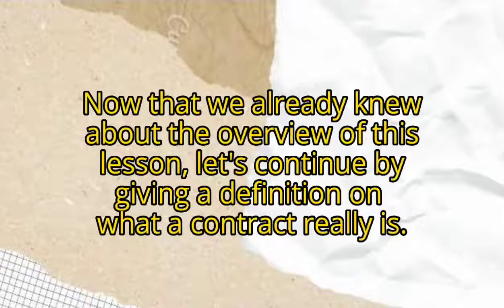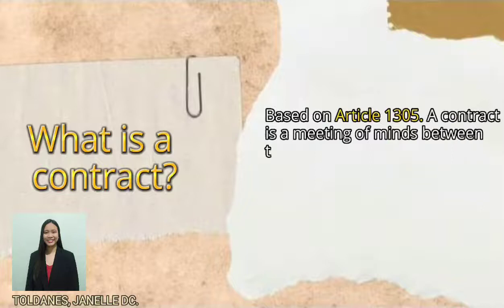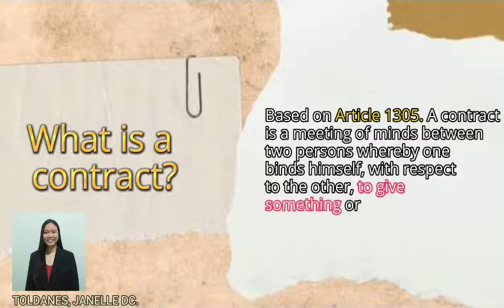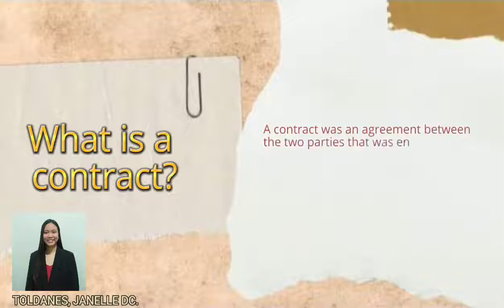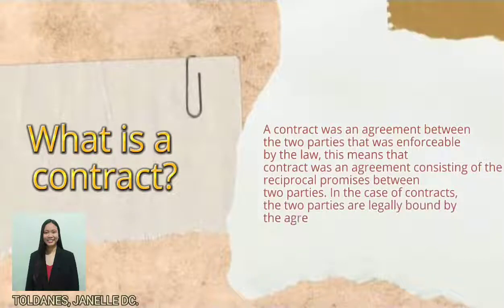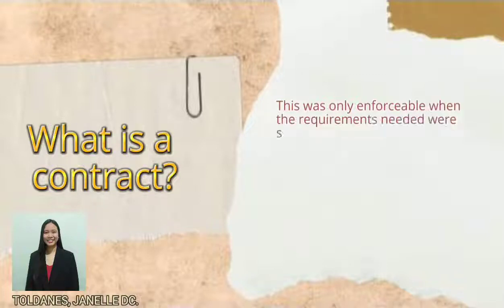Now that we already know the overview of this lesson, let's continue by giving a definition of what a contract really is. Based on Article 1305, a contract is a meeting of minds between two persons whereby one binds himself, with respect to the other, to give something or to render some service. A contract is an agreement between two parties that is enforceable by law. This means that a contract is an agreement consisting of the reciprocal promises between two parties. In the case of contracts, the two parties are legally bound by the agreement made by them. This is only enforceable when the requirements needed are satisfied by the applicable law.